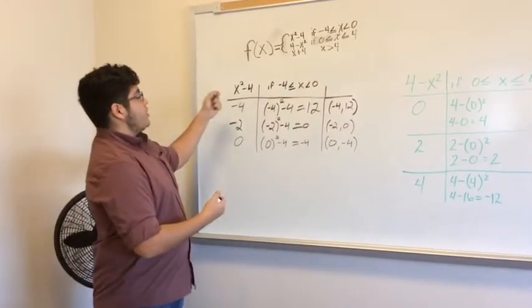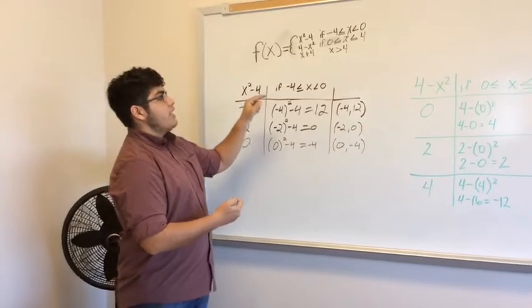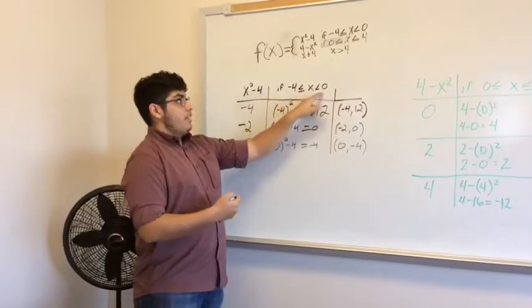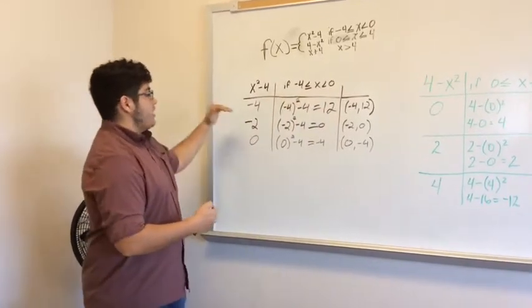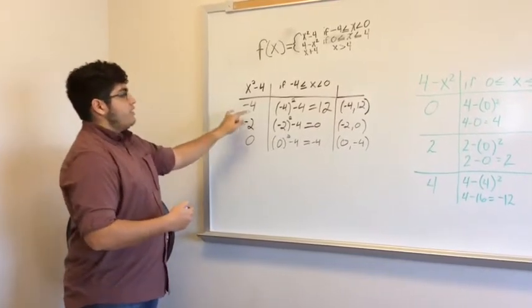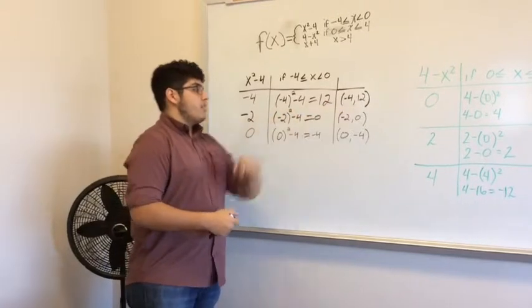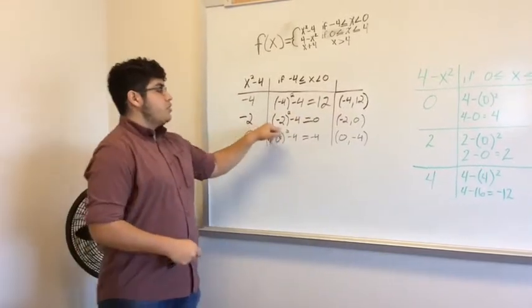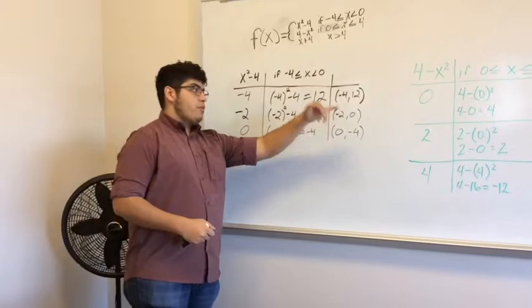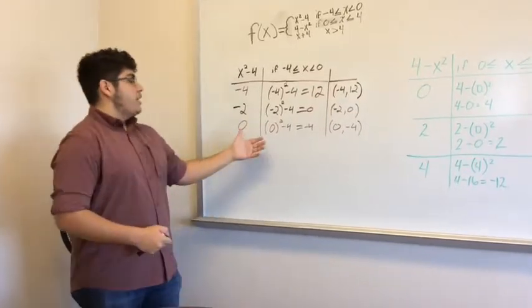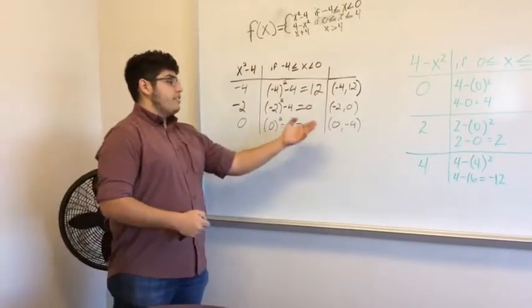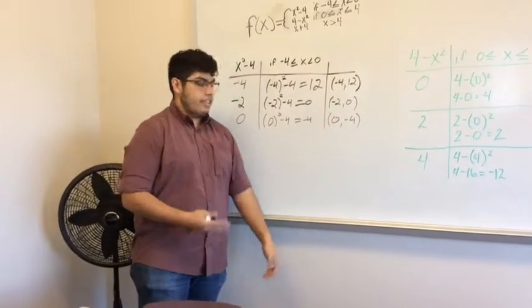I chose to do x squared minus 4 if negative 4 is less than or equal to x less than 0. So I did 3 main points for myself. Negative 4 squared minus 4 equals 12, which gives me the point (negative 4, 12). Negative 2 squared minus 4 equals 0, so the point would be (negative 2, 0). And 0 squared minus 4 equals negative 4, so the point is (0, negative 4).